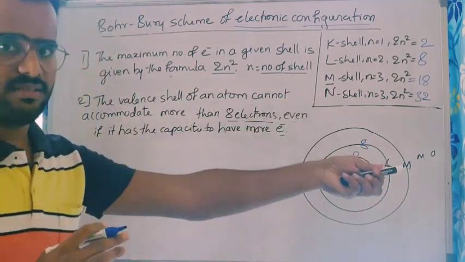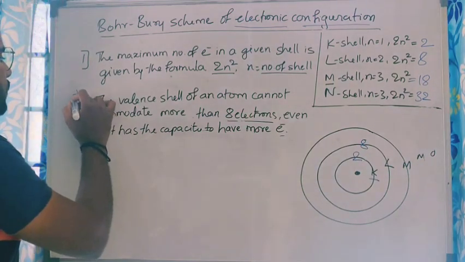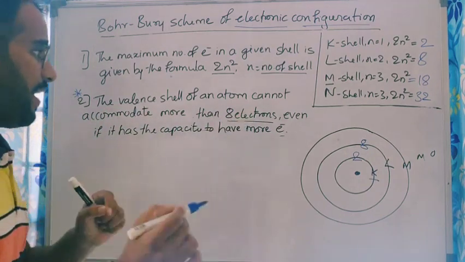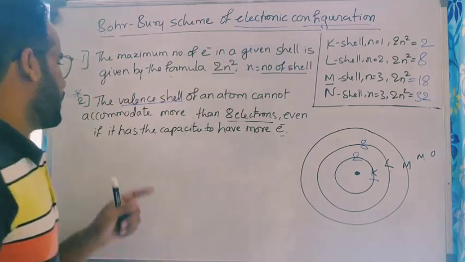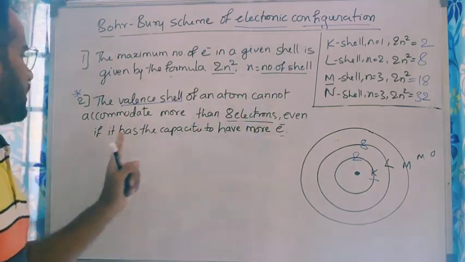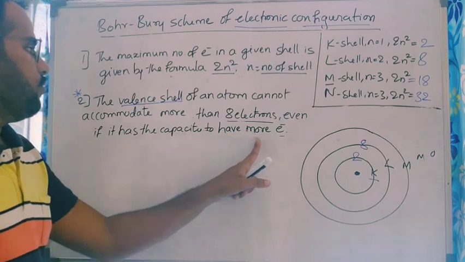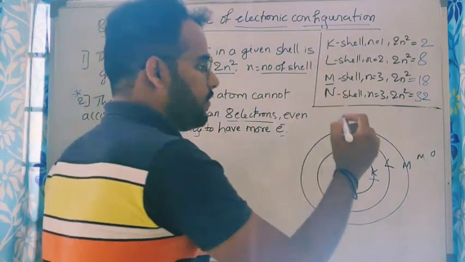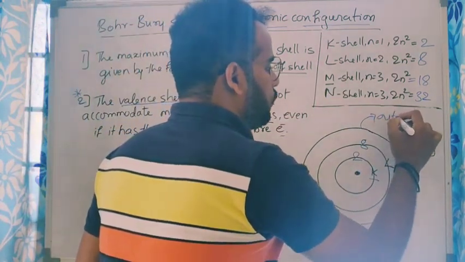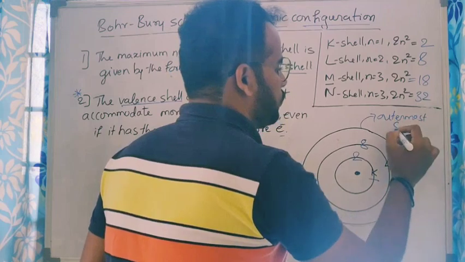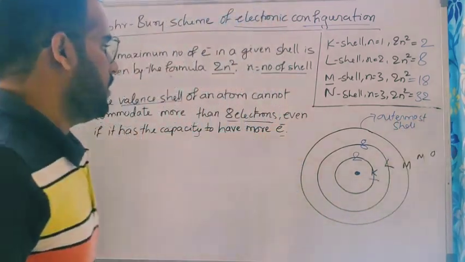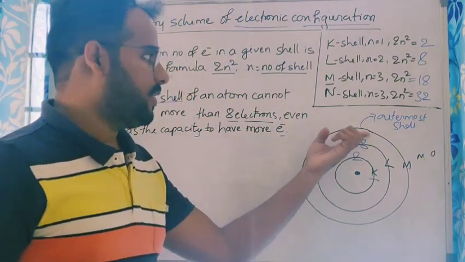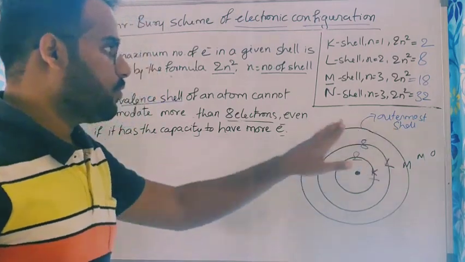But before we go to the next thing, the very important rule, that is the second one. The valence shell of an atom cannot accommodate more than 8 electrons, even if it has the capacity to have more electrons. Okay, valence shell means what? Whatever the outermost shell, that is also known as valence shell. If you are filling electrons, the last electron is going into valence shell, and then it cannot accommodate more than 8 electrons.